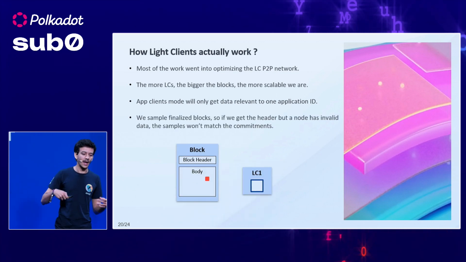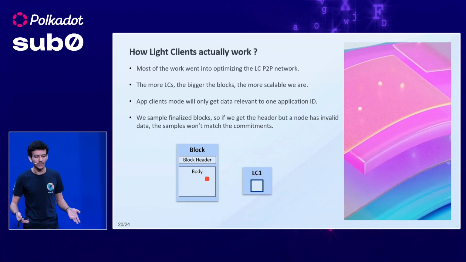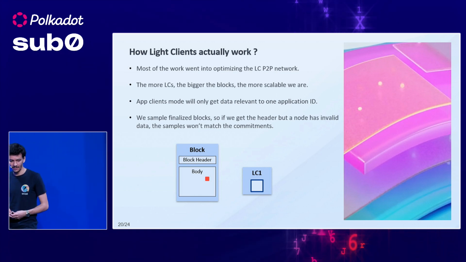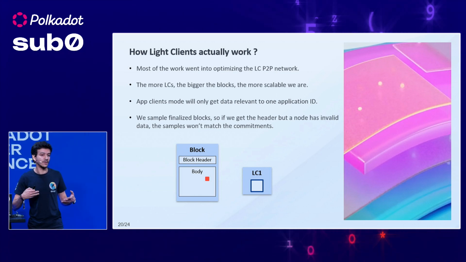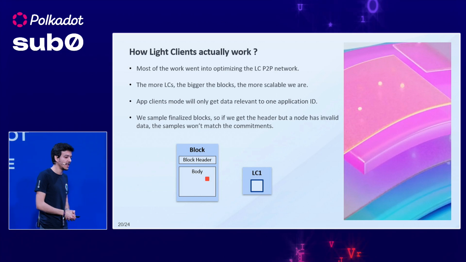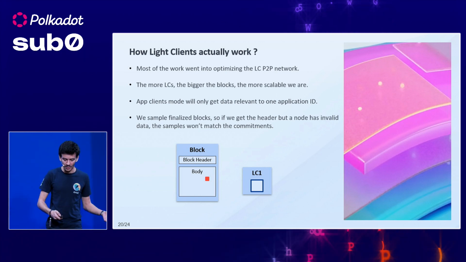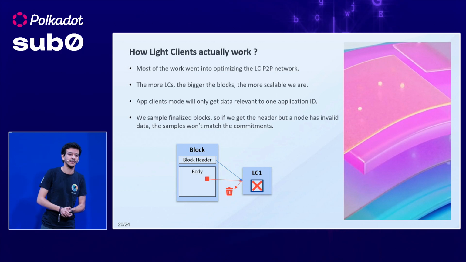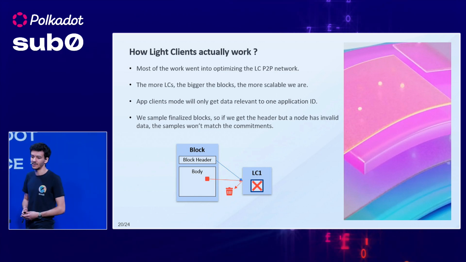Also, we sample only finalized blocks. So if we get the header, it means that it got validated by the whole chain. The header will always be valid, but if the sample won't match the commitment, we'll know directly that someone is faulty and we won't use this RPC, we will trash the sample.